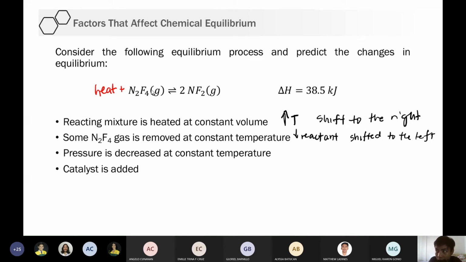Imagine the water bucket again. Kapag mas onti yung tubig sa left kaysa sa right, yung tubig magra-rush papunta sa left. So in equilibrium, ibig sabihin nun, it will be shifted to the left.